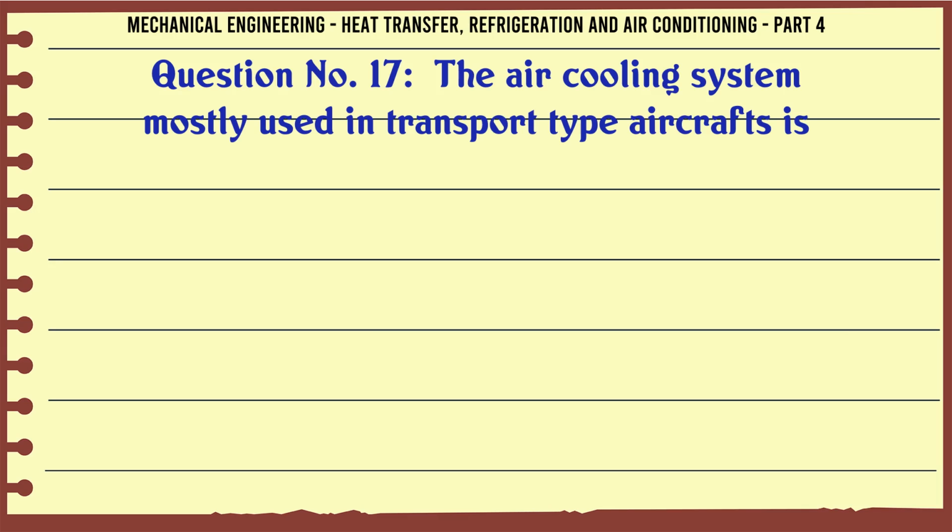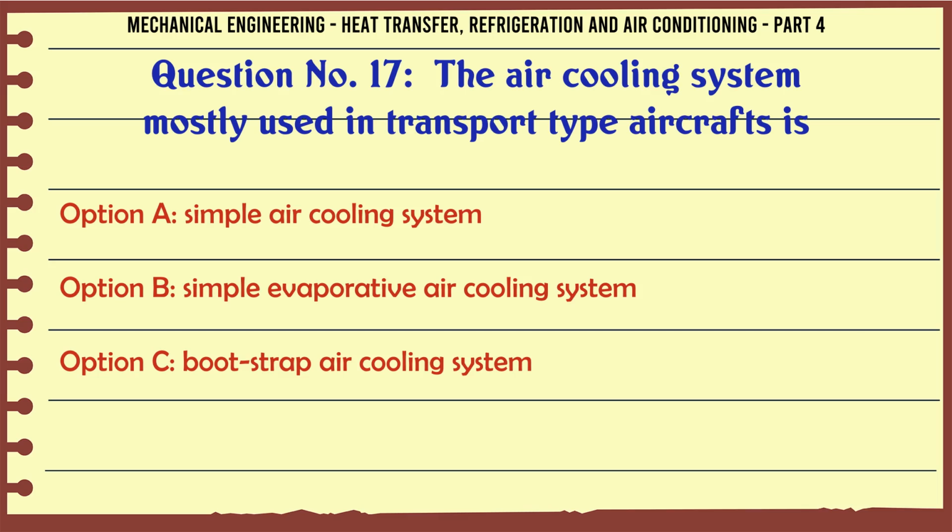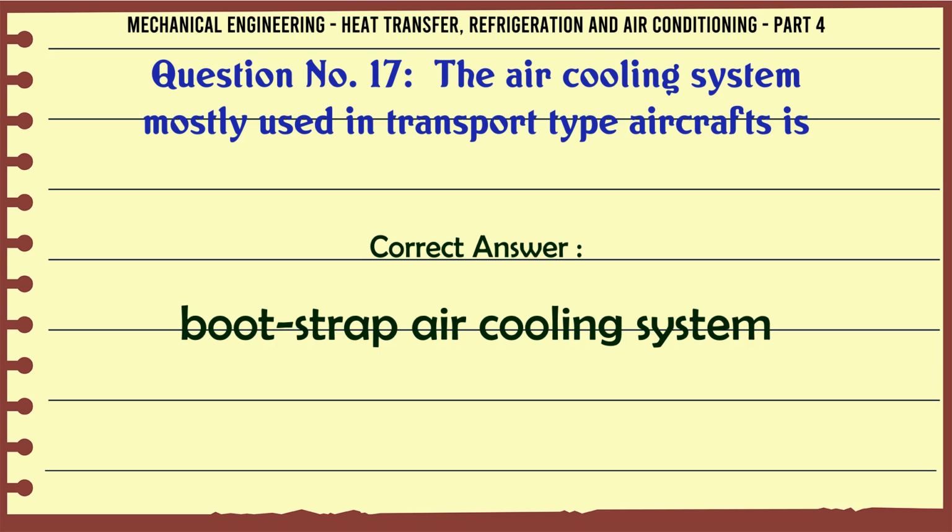The air cooling system mostly used in transport-type aircrafts is A. Simple air cooling system. B. Simple evaporative air cooling system. C. Bootstrap air cooling system. D. All of these. The correct answer is bootstrap air cooling system.